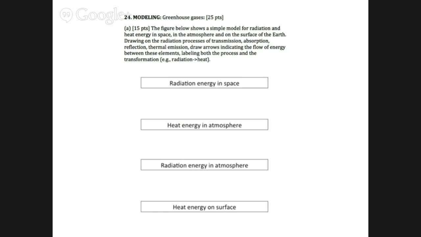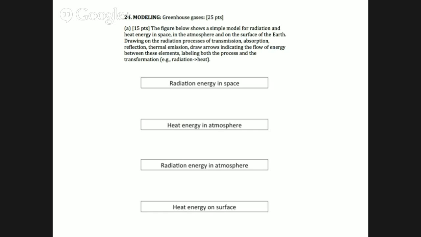I'm going to shorten this down so it's easy. And it can also go both ways. So transmission is going both directions. All right, so absorption is radiation to heat. That means anywhere I have radiation, I can have absorption going into it. Radiation goes down to the ground and it gets absorbed. Absorption is radiation to heat.